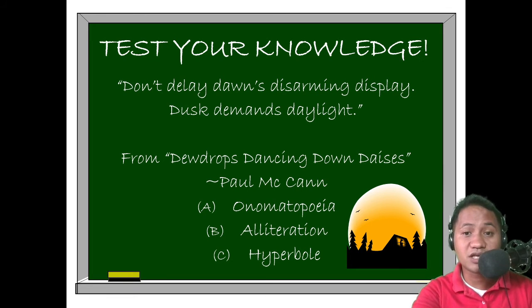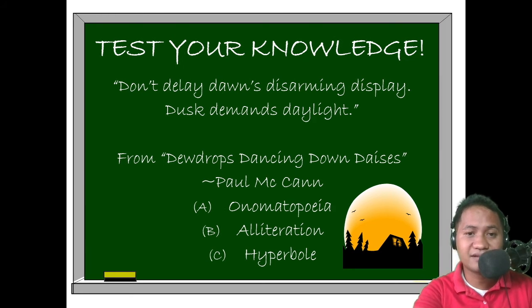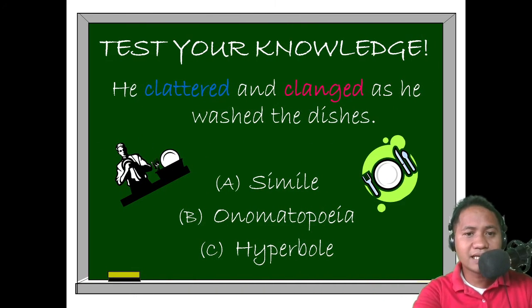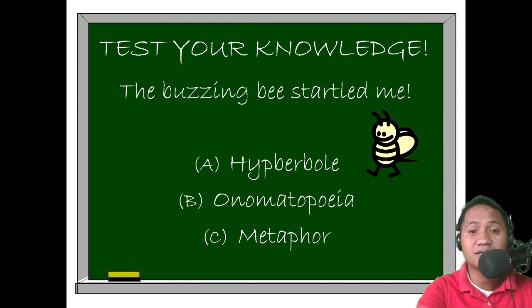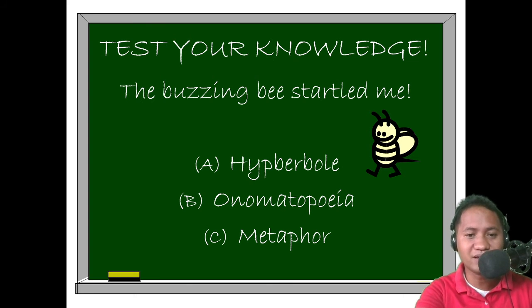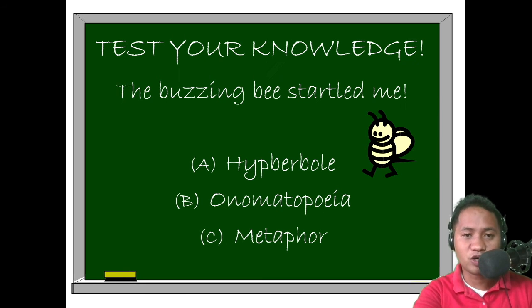Don't delay down's disarming display thus demands daylight. From dancing down, this is all macking. A, onomatopoeia. B, alliteration. C, hyperbole. You can review the discussion that we had. He clattered and glanced as he washed the dishes. A, simile. B, onomatopoeia. C, hyperbole. The buzzing bee started me. A, hyperbole. B, onomatopoeia. C, metaphor.